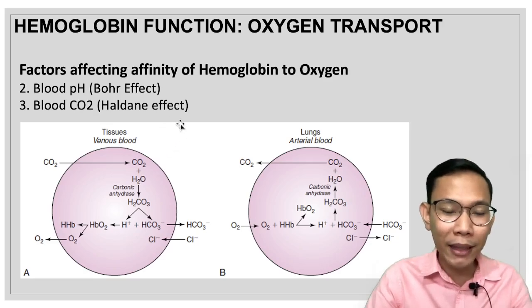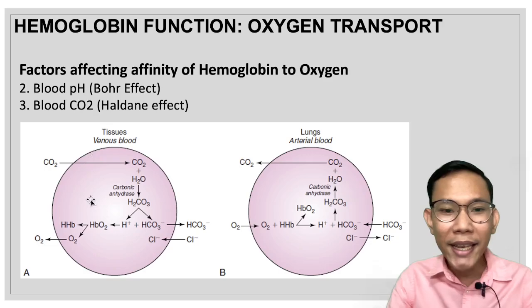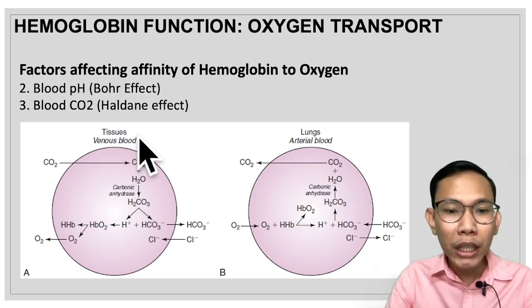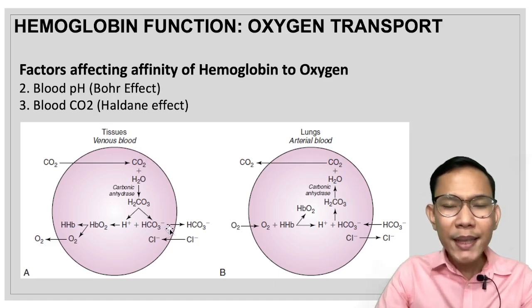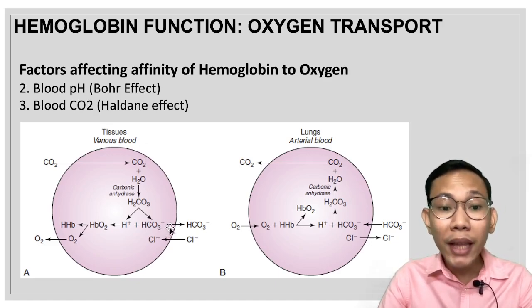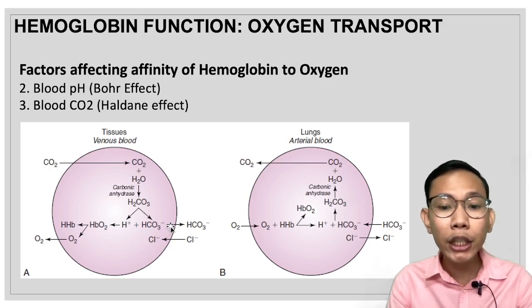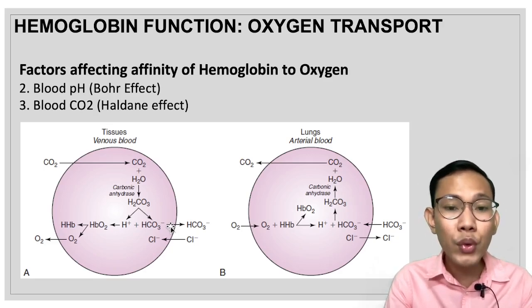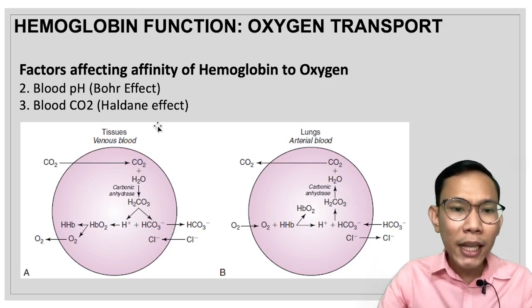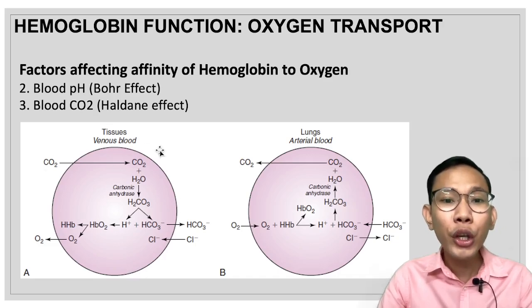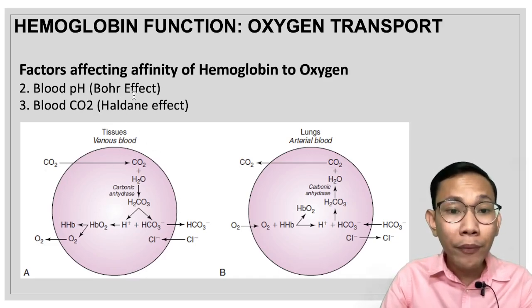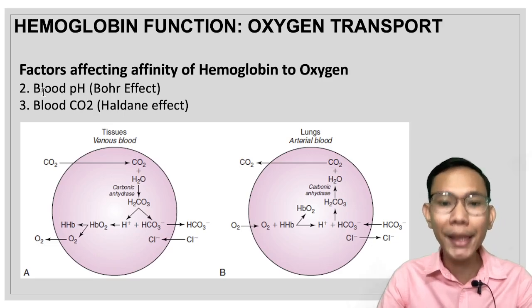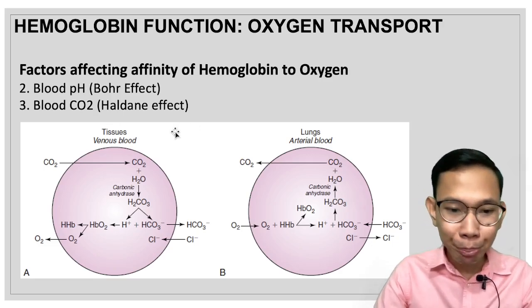Sige, explain natin. Yung Bohr effect, dito tandaan natin sa tissues when you're in the venous blood in a tissue area. So tingnan natin. This diagram will explain the transport and the release of your oxygen and carbon dioxide in the tissues and the lungs, from the tissues and also in the lungs. So letter A will explain now your Bohr effect. Bohr effect referring to the blood pH. Sige, malalaman natin yan.